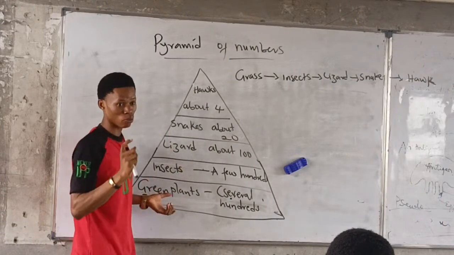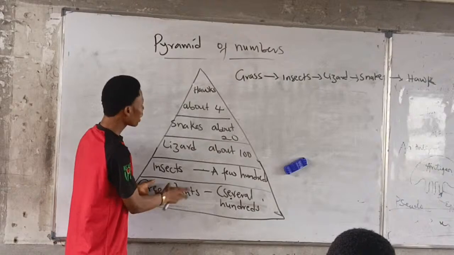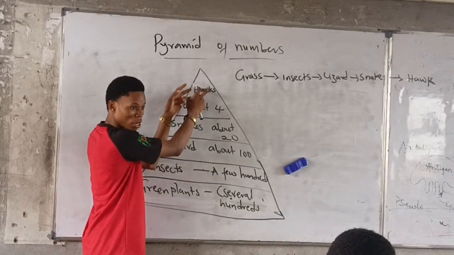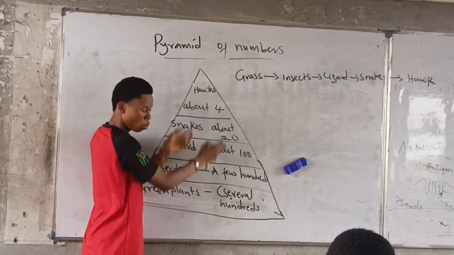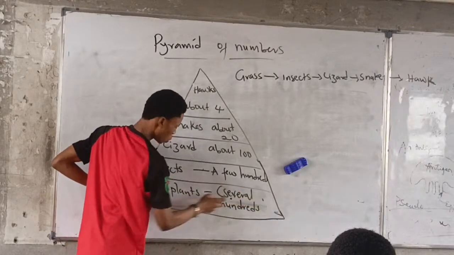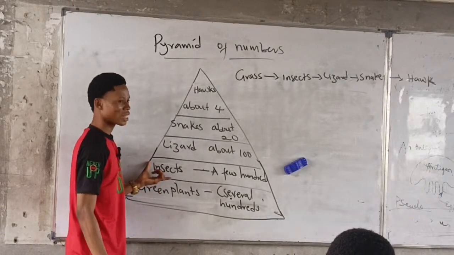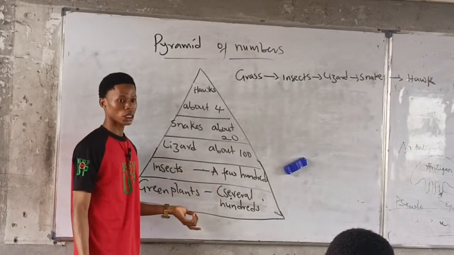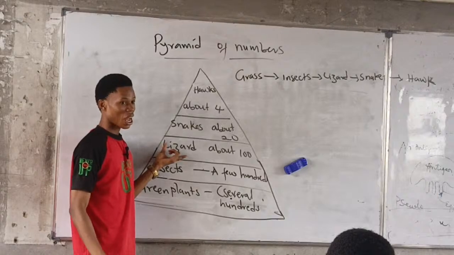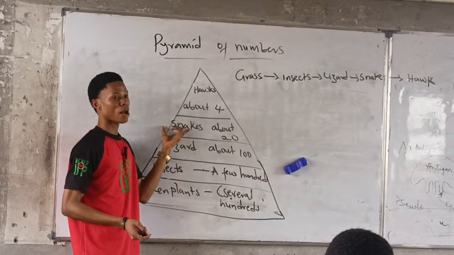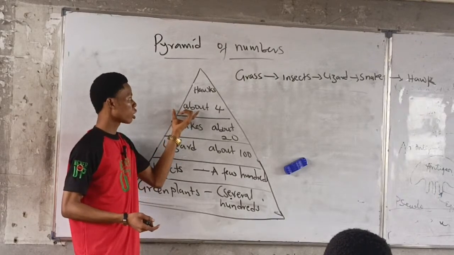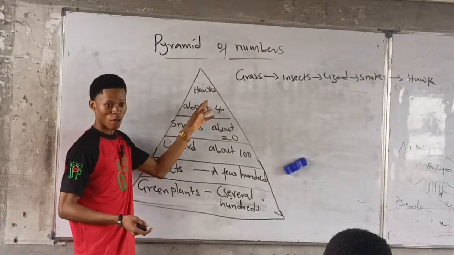This is a typical exam question. Because if you take green plants here, you are telling us that the green plants are small in number, is it not? But here, as you can see, it's large. So green plants are high in number. Then the insects, we have a few hundreds. Lizard, about 100. Snakes, about 20. Hawk, lonely at the top. I have about 4 of them here.